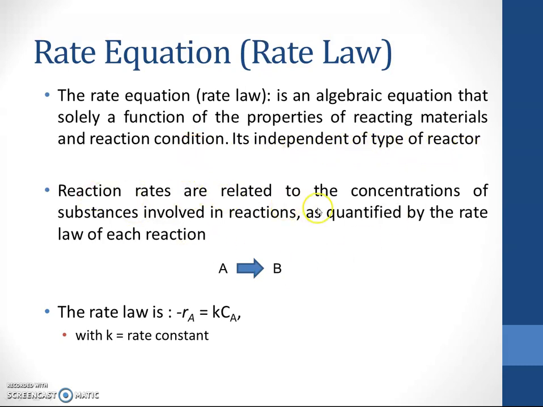Reaction rates are related to the concentrations of substances involved in reactions, as quantified by the rate law of each reaction. If we have reactant A producing B, the rate law is negative rA equals k CA, in terms of concentration. The concentration we are talking about is the concentration of your reactant. Therefore the equation is negative rA equals k CA, where k is the rate constant, which can also be called the specific rate.